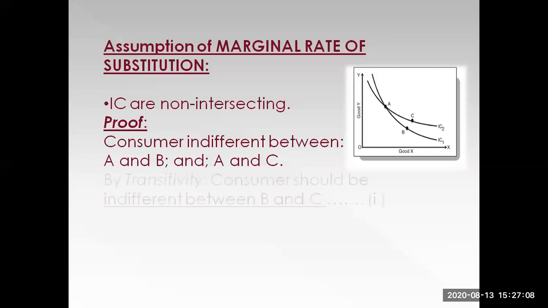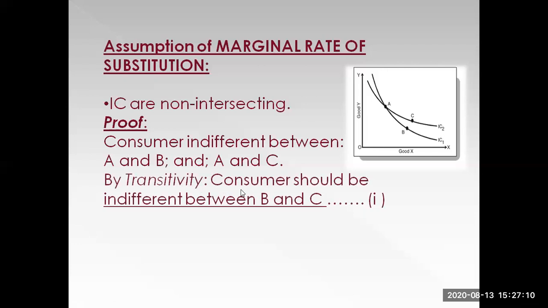Next, what I do is, by transitivity, the consumer should be indifferent between B and C. So let's say I have given you 5 chocolates and 5, what do you like other than chocolates? Toys, maybe? Yeah. Let's say I give you 5 chocolates and I give you 5 toys. That's probably, let's say, commodity bundle A.